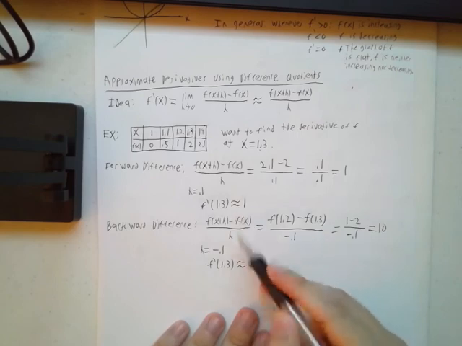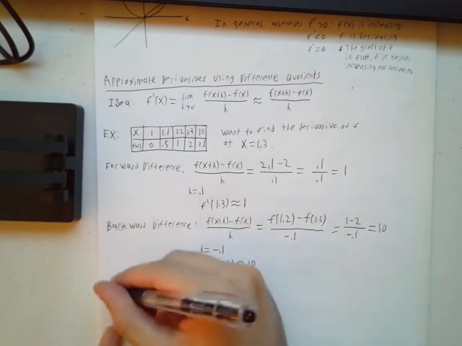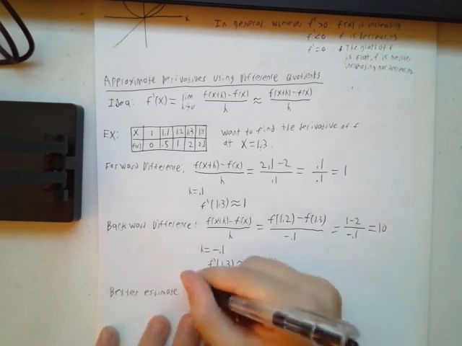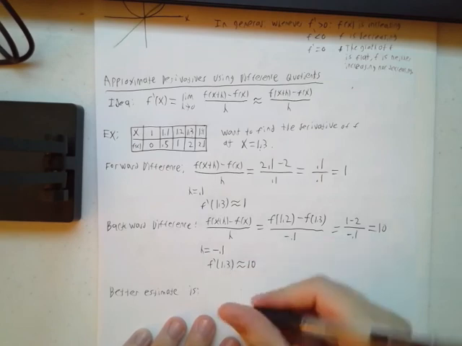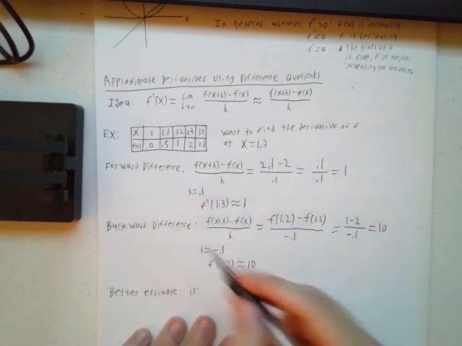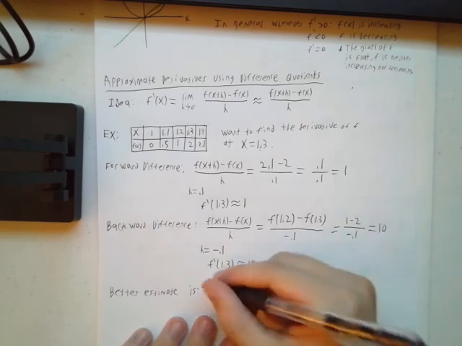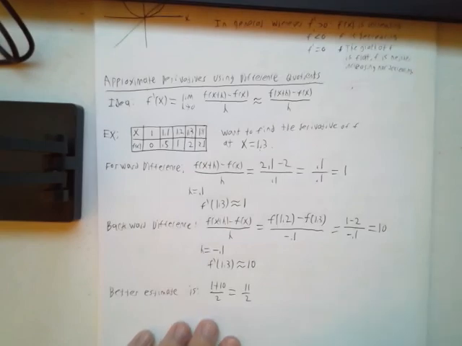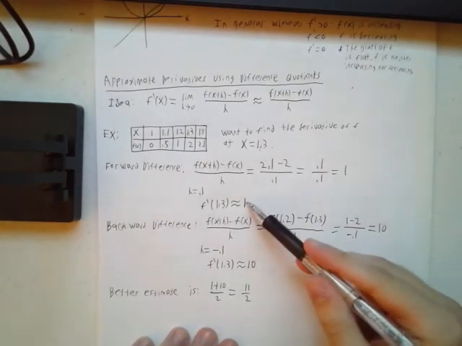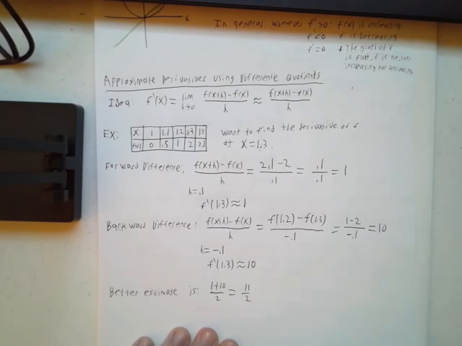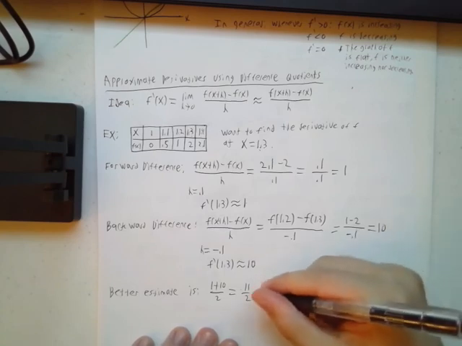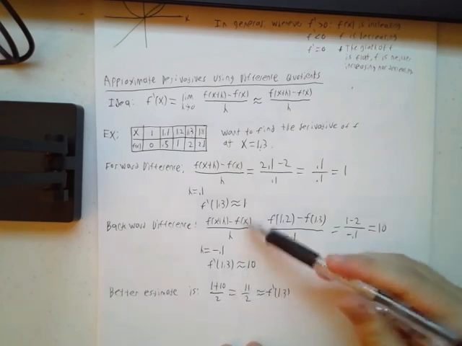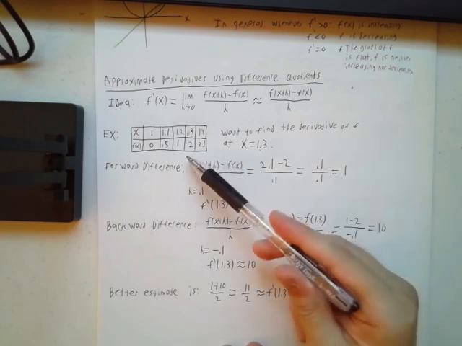So a slightly better estimate is if we take the forward difference estimate plus the backward difference estimate and divide by 2, which would give us 11 divided by 2. But again, all of these three are reasonable estimates for what the derivative is at 1.3. And the reason they're all very different is just because we have very limited information about what the function is actually doing near 1.3. So this is the best that we can do.